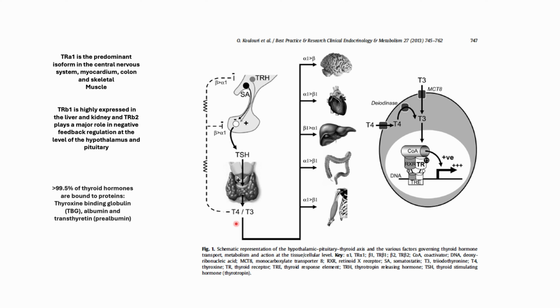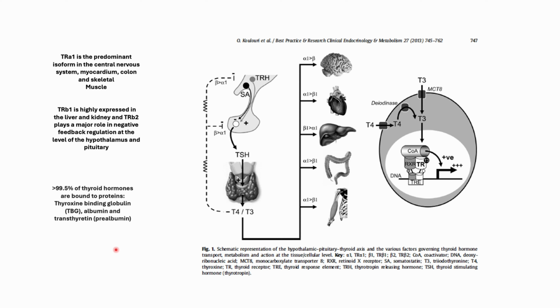85 to 90% of the produced thyroid hormone is in the form of thyroxine or T4, with only 10 to 15% produced in the form of triiodothyronine or T3. From here on, I will refer to them as T4 and T3. They are usually stored in the thyroid follicles in the thyroid gland.